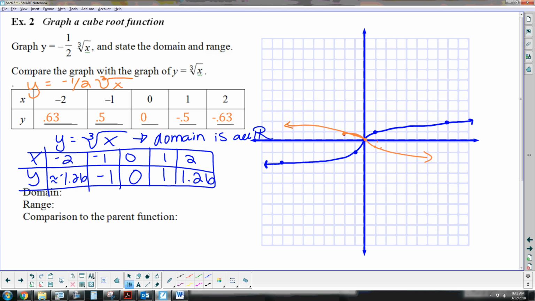So any real number times negative 1/2 is still going to be a real number. So the domain is all real numbers. The range is also all real numbers because it's still a function. You only have one output for 1/2 times the cubed root of a number, whether that number is positive or negative. So it's a vertical shrink. If you look at the orange graph, it's shorter and it's a reflection.